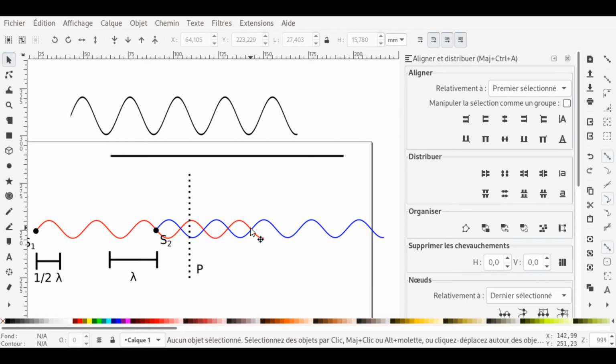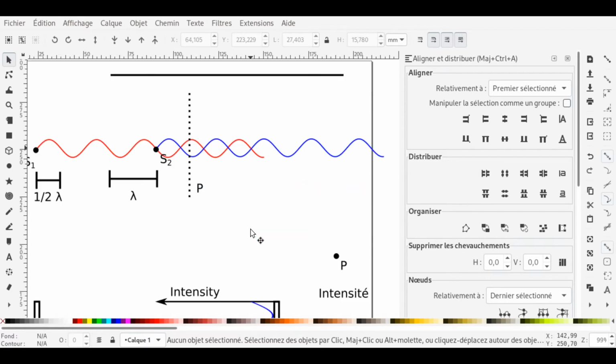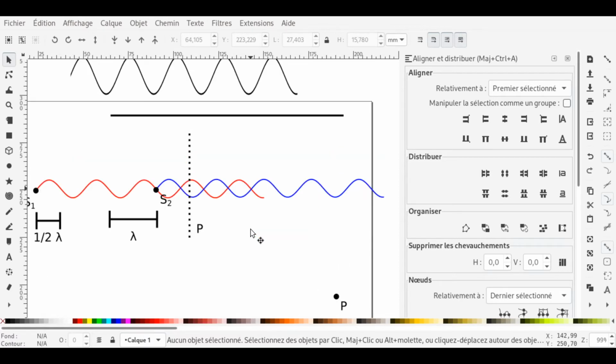Just using these two waves so far, is everything all right? Great. Please do not hesitate if something seems wrong.